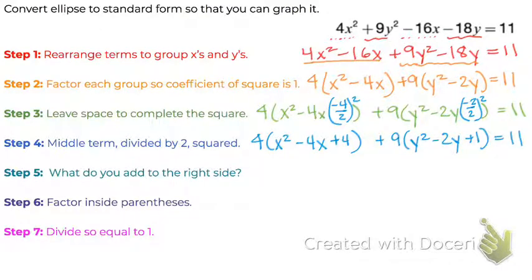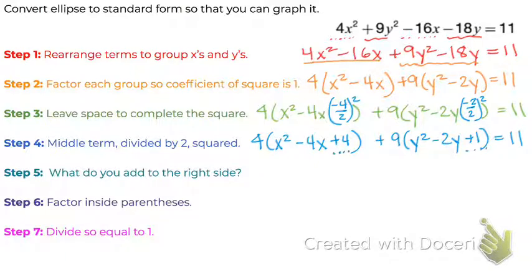Now remember, when you're solving equations, you can add numbers on one side of the equal sign, but you have to add that same number to the other side of the equal sign. So we can't just add that plus 4 and that plus 1. We need to add something on the right side as well. So you need to ask yourself, what do I add on the right side? Are we just adding a plus 4 and a plus 1?